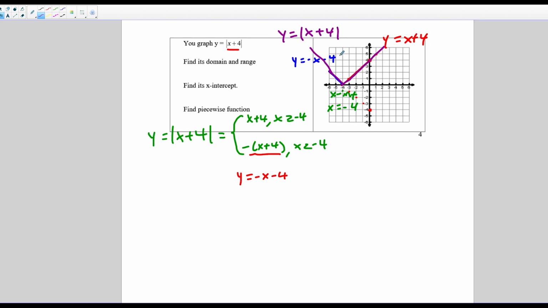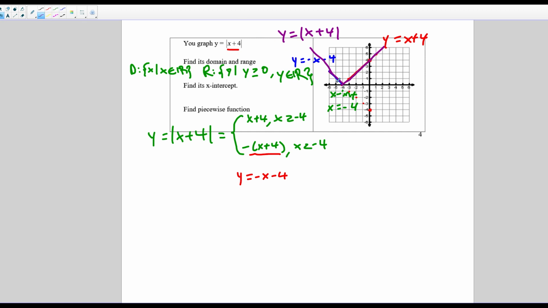Looking at our domain here, we have x such that x is an element of the real number system. There are really no restrictions on what your x values can be. And meanwhile, for your range, we have y such that y just has to be greater than or equal to 0, and y is an element of the real number system as well.